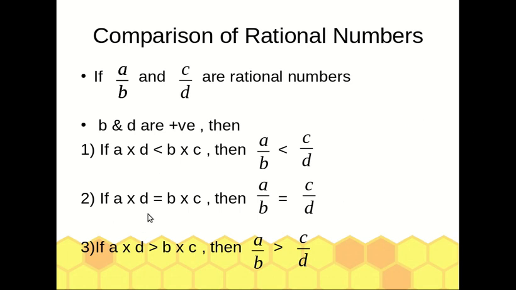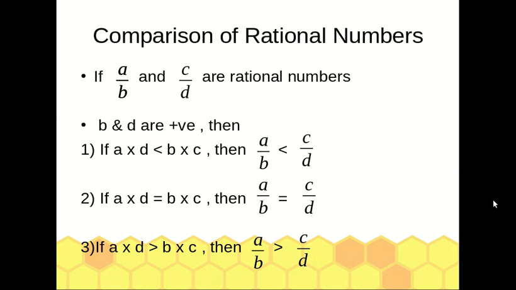Second rule is that if we are doing cross multiplication A into D and B into C, and this multiplication is equal, then these rational numbers are equal. Okay, this is the second rule. And third rule is that if A into D is greater than B into C, then this left side rational number A upon B is greater than this right side rational number C upon D. This is the third rule.